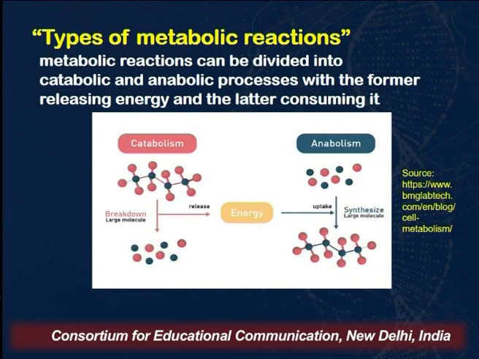And when the breakdown takes place, this glycogen is broken down into the monomers of glucose, so that particular reaction is called the catabolic reaction. So in the catabolic reaction there is a release of energy, and the larger molecules are broken down into smaller, simpler molecules, while in the anabolic reaction there is an energy consumption which takes place. So the smaller units combine to form the larger units.